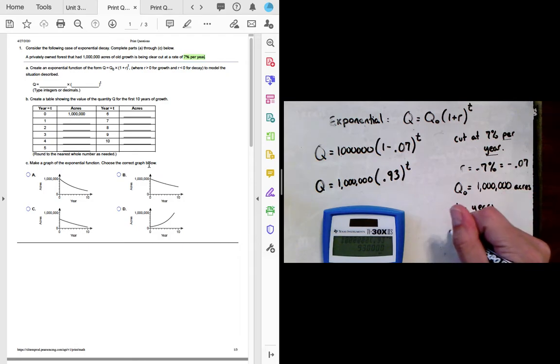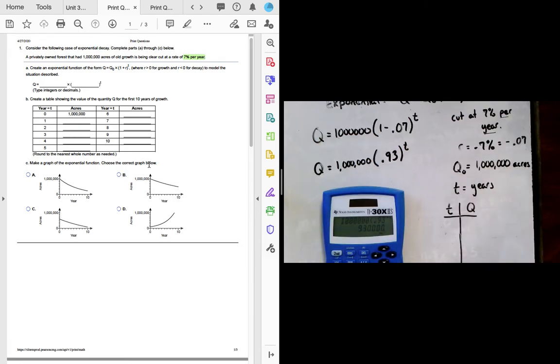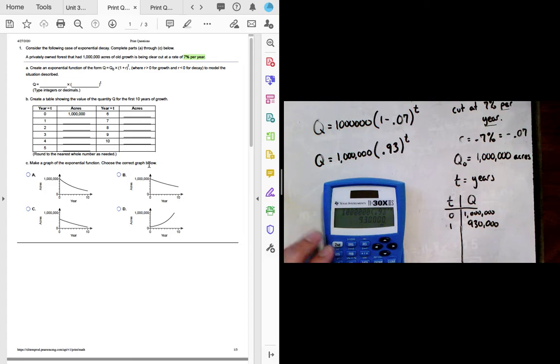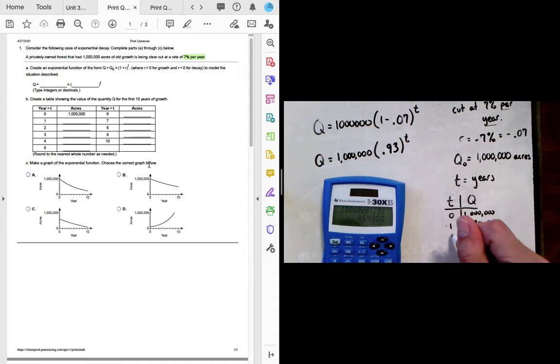930,000. So I'm just going to make a T-chart over here. At time 0, I had 1 million. At time 1, I have 930,000, just add three 0s. And I can continue running through this. 1 million times 0.93 raised to the 2nd power. We can see after 2 years, now I'm down to 864,900 acres.